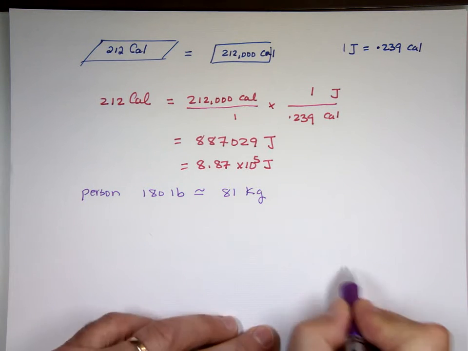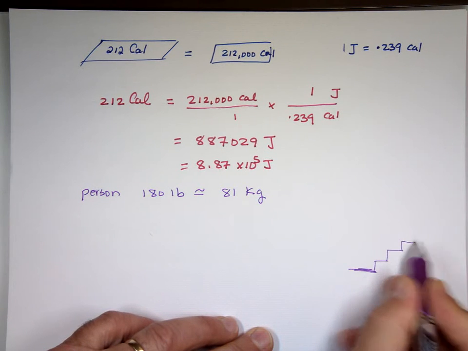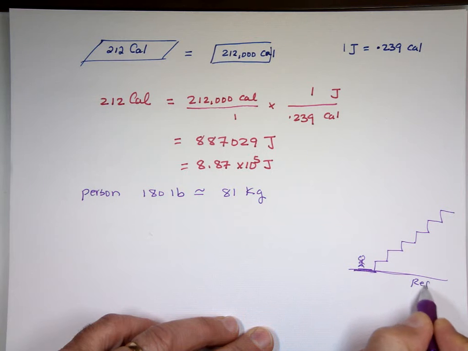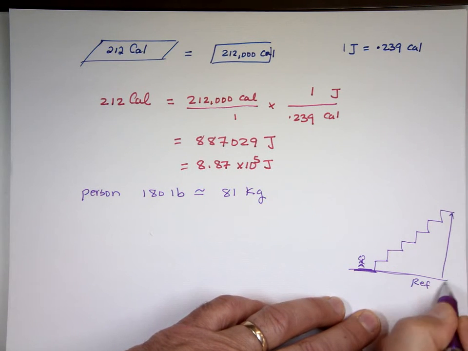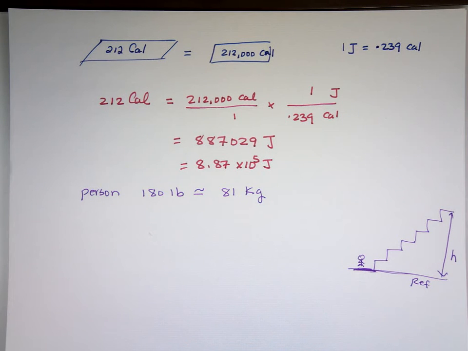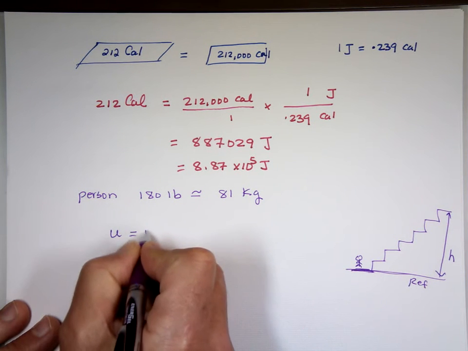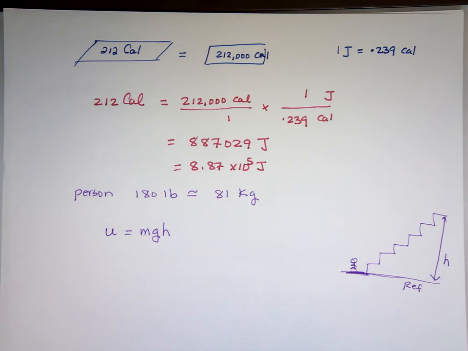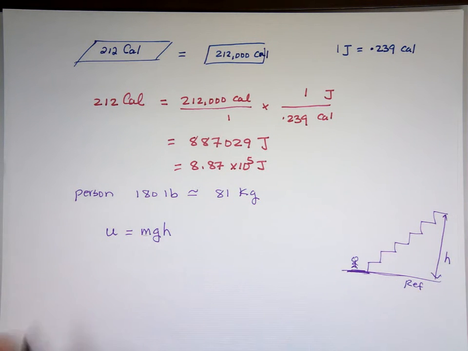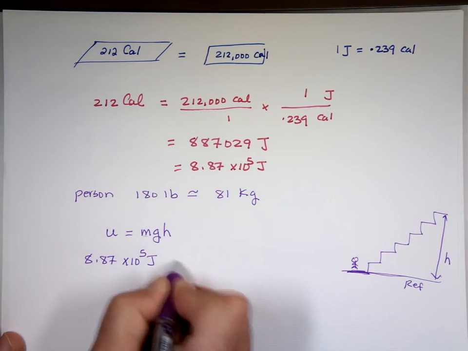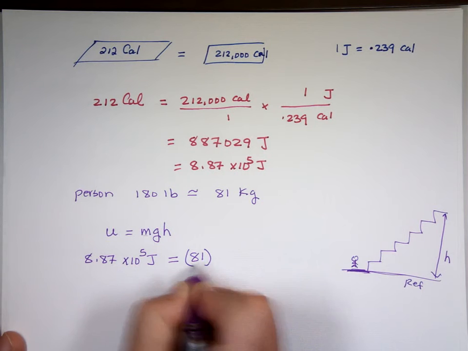So you're going to climb these steps. You just ate a candy bar. You're right here. If I use this as reference, what is the height you have to go to burn all this energy? When you're climbing, that's potential energy. It's mass times gravity times height. If I use here as reference, the initial one is 0, just the final one. So the energy, 8.87 times 10 to the 5 joules, should equal the mass, which is 81, times gravity, 9.8, times the height.